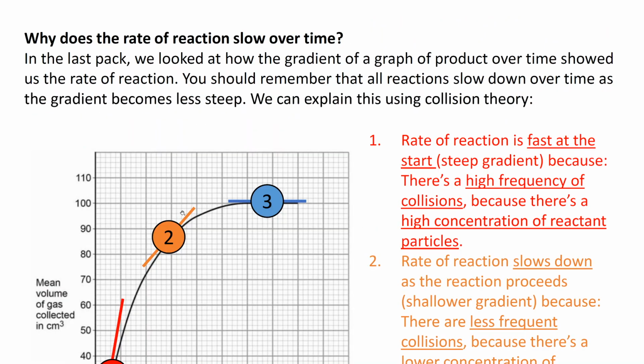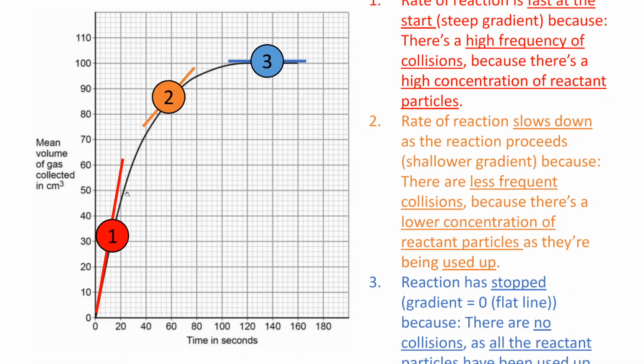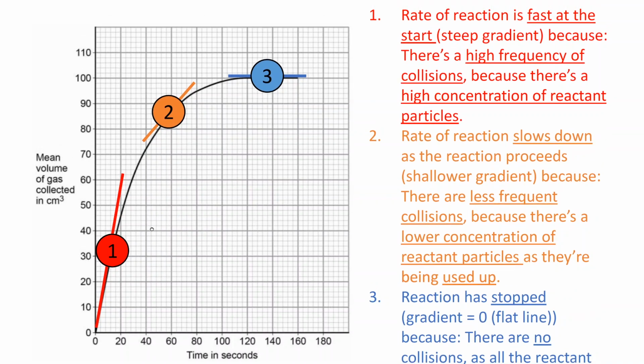At the start of any chemical reaction, we have got lots of reactant particles because not many of them have been used up yet. So we can say at the start of a chemical reaction, the reactant particles are in a high concentration. If the reactant particles are in a high concentration, there's going to be a high frequency of collisions. We can't just say there's going to be more collisions, we need to say that there's going to be a high frequency of collisions. The word frequent must always go in front of the word collisions. So, start of the reaction, high frequency of collisions because there's a high concentration of reactant particles, which means our rate of reaction is fast.